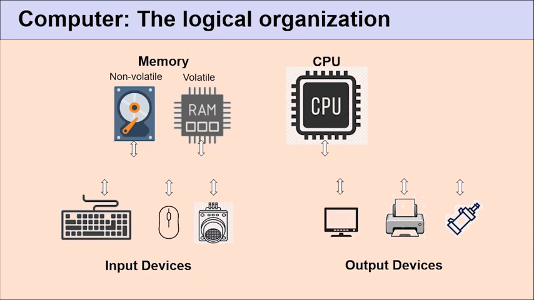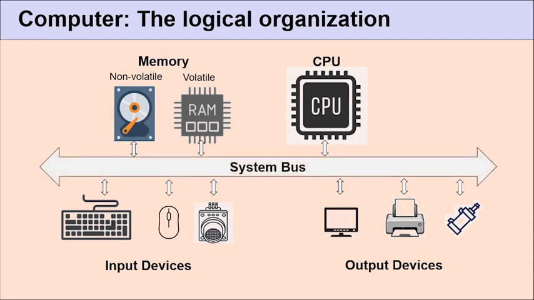Now we have these four devices. How do they interchange data between them? For that, we have another component called the system bus. The system bus interconnects all the devices in the computer with the CPU. It connects memory to the CPU, it connects input devices to the CPU, it connects output devices to the CPU. It's a common set of communication lines, or a communication channel, that these devices can use to share data between them.